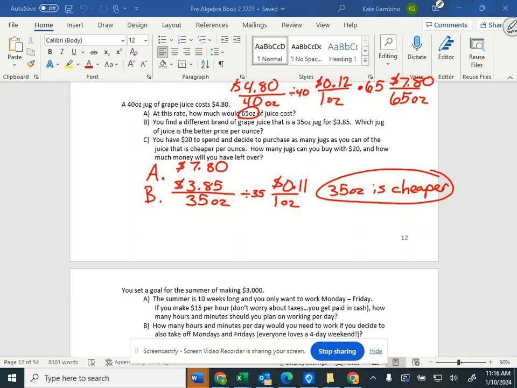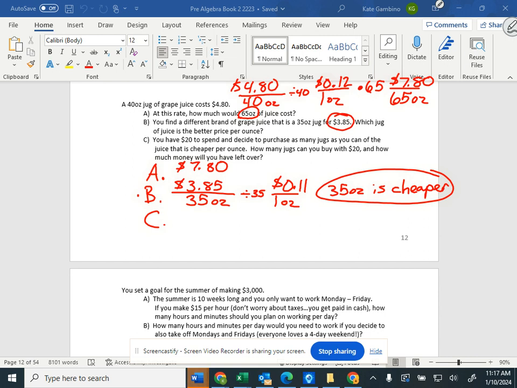One more question. You have $20 to spend and decide to purchase as many jugs as you can of the juice that is cheaper per ounce. So the 35-ounce. How many jugs can you buy with $20 and how much money will you have left over? So what should be our first step? If we know our one jug is $3.85, what do you think I should do?